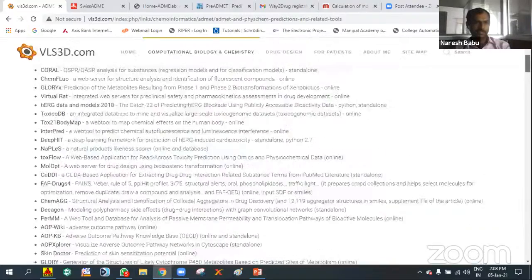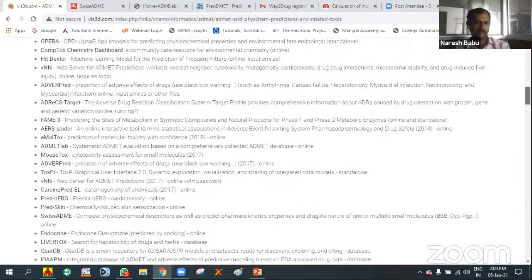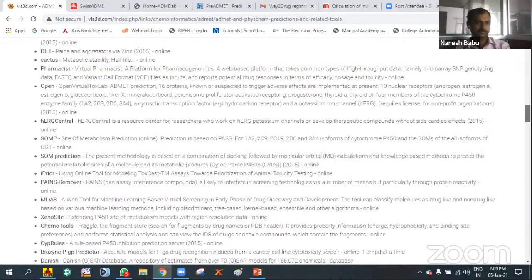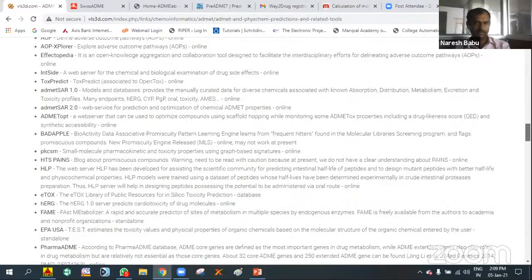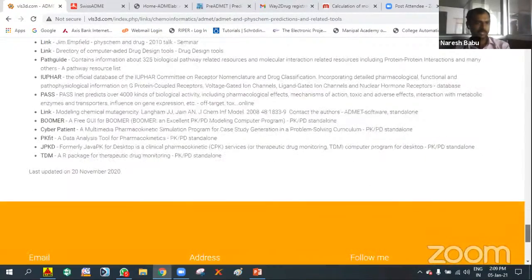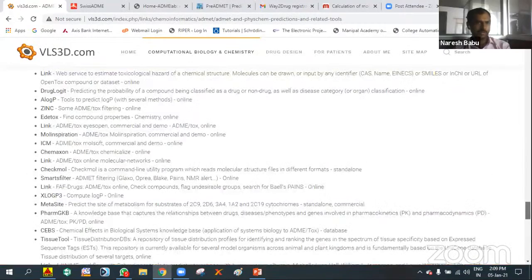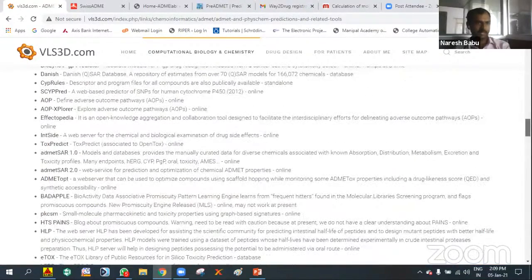All these tools we can utilize by clicking each tool. There are different numbers of tools, nearly more than 200. If you click any one, it will give the particular ADME tool.